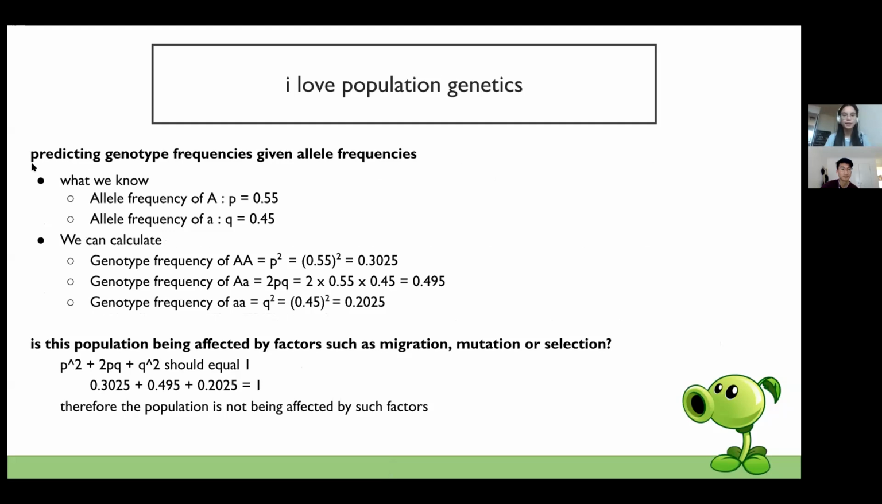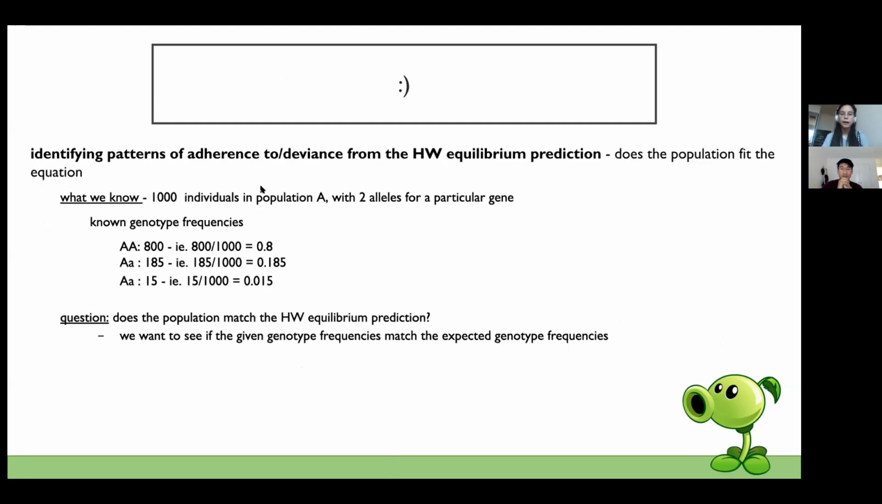So again, these are just some equations illustrating the usage of the Hardy-Weinberg equation. You can predict genotype frequencies if you are given allele frequency. You can be given some genotype frequency and assess whether the observed genotype frequencies that you are given match the genotype frequency that you can calculate using the Hardy-Weinberg equation.